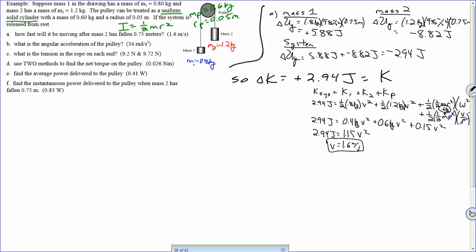Yeah, that was part A. The rest goes a little quicker, though. All right, so part B, what's the angular acceleration of the pulley? Ideas about how to find that? There are a bunch of ways to do this. Talked about how to find the angular acceleration?